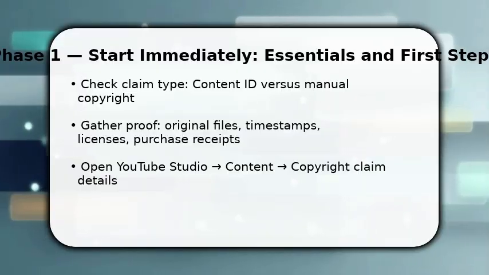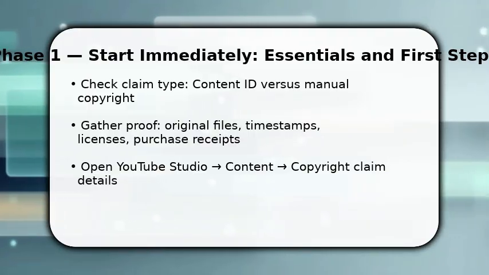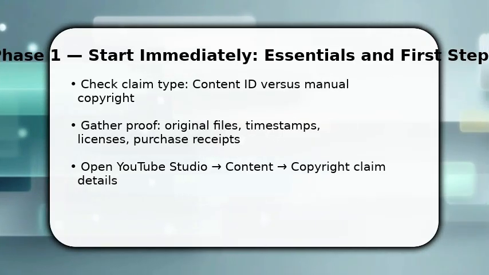You begin by confirming the claim type, because Content ID versus manual copyright changes the process. Once done, collect proof: source files, raw footage, licenses, or receipts, and note timestamps. Now open YouTube Studio, go to Content, and click the video with the claim to view details.